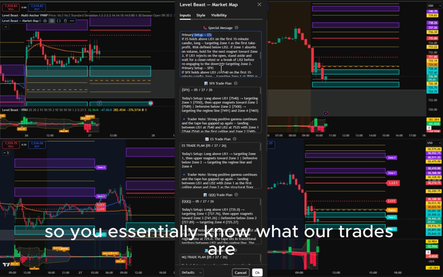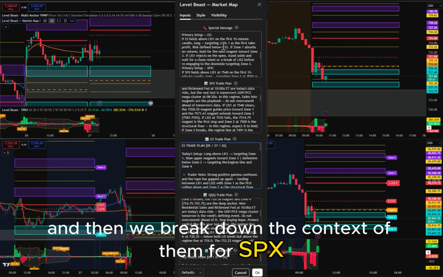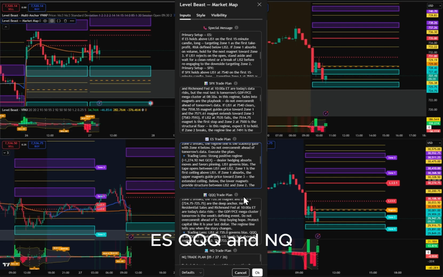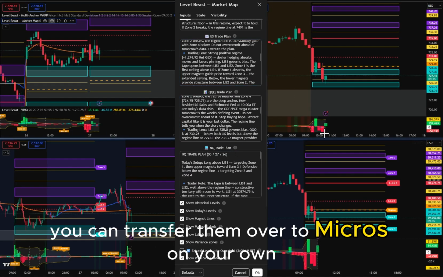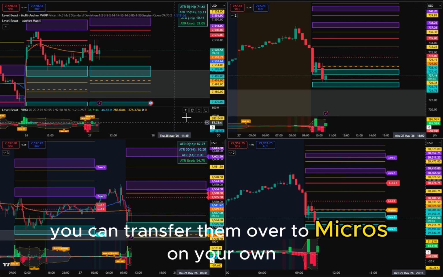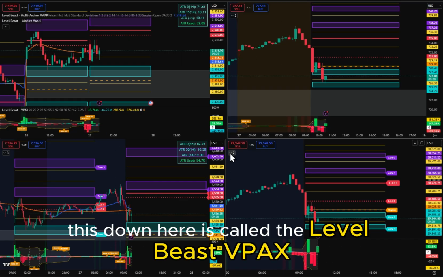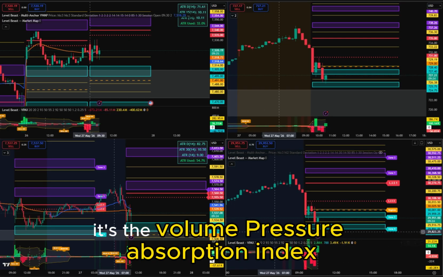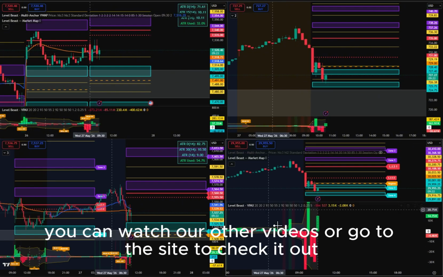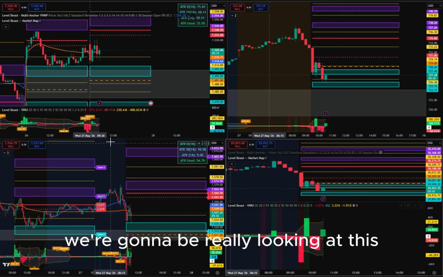So you essentially know what our trades are, and then we break down the context of them for SPX, ES, QQQ, and NQ. These are for minis. You can transfer them over to micros on your own. All right, so we're looking at volume. This down here is called the Level Beast VPAX. It's the volume pressure absorption index. You can watch our other videos or go to the site to check it out. We're going to be really looking at this.